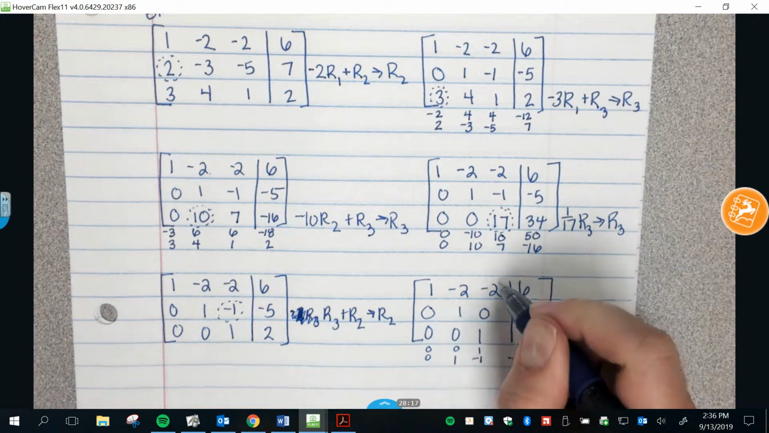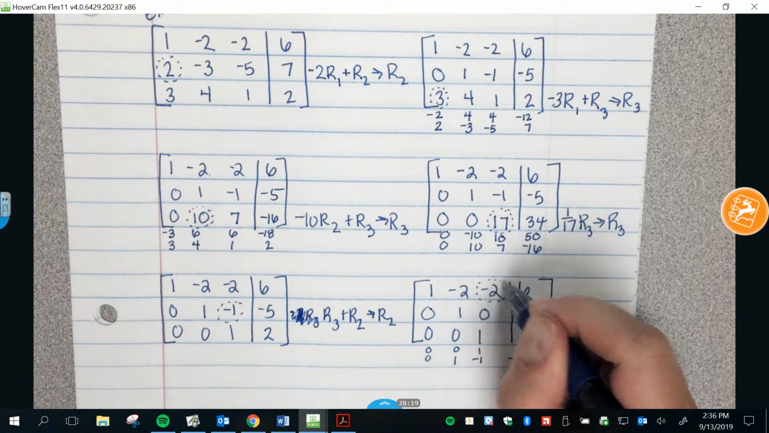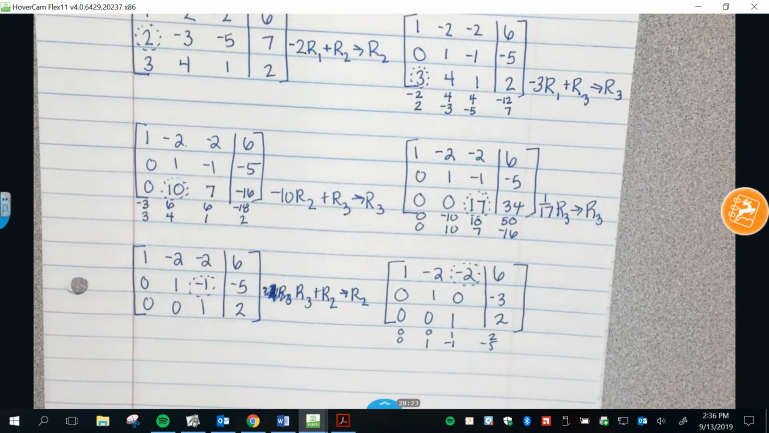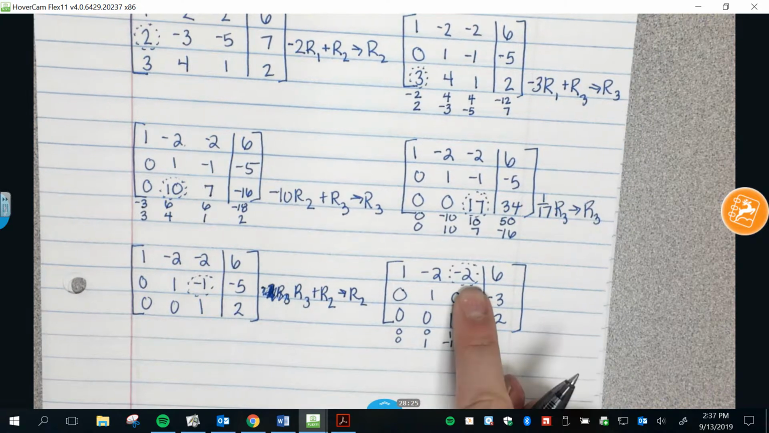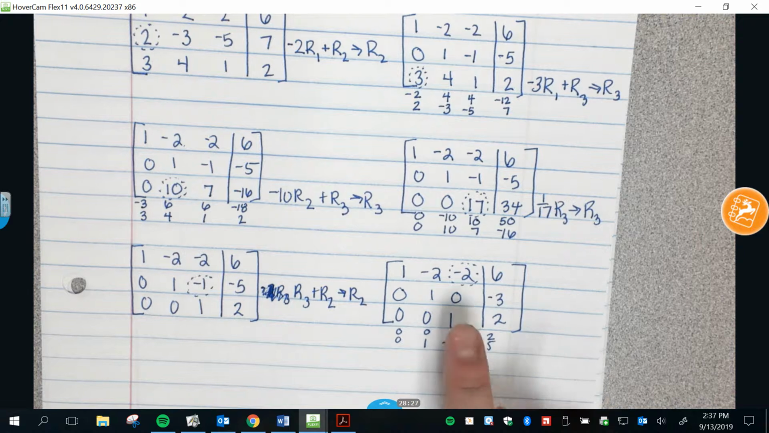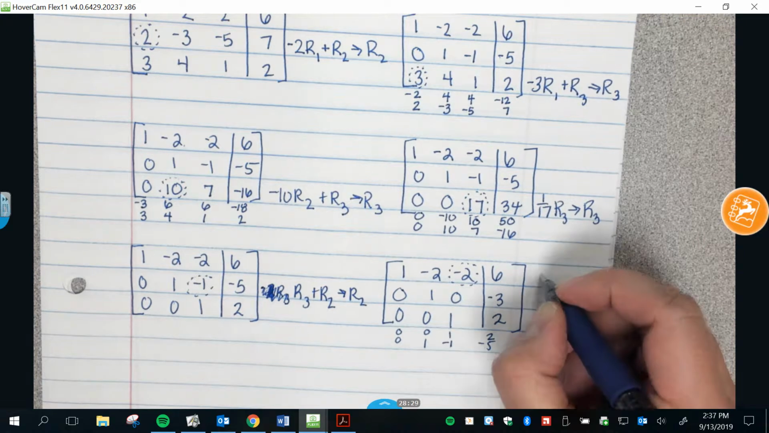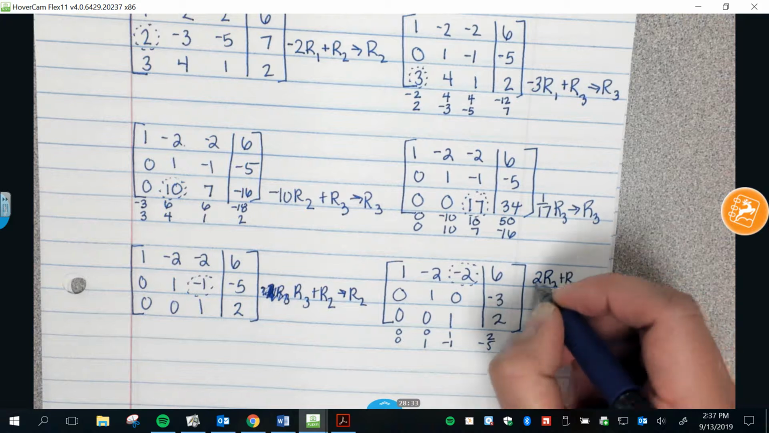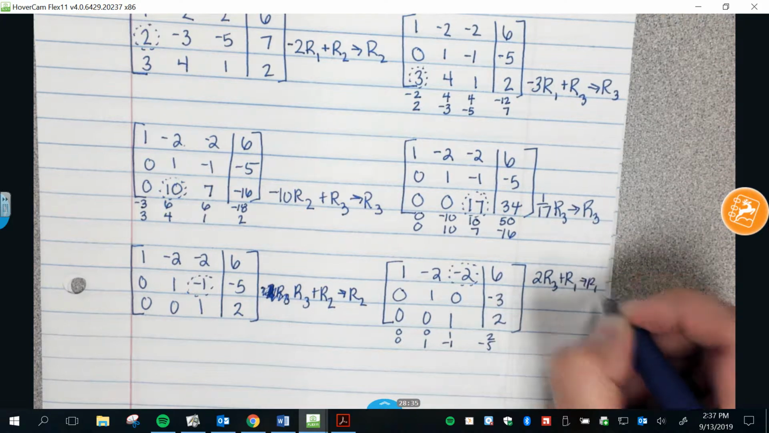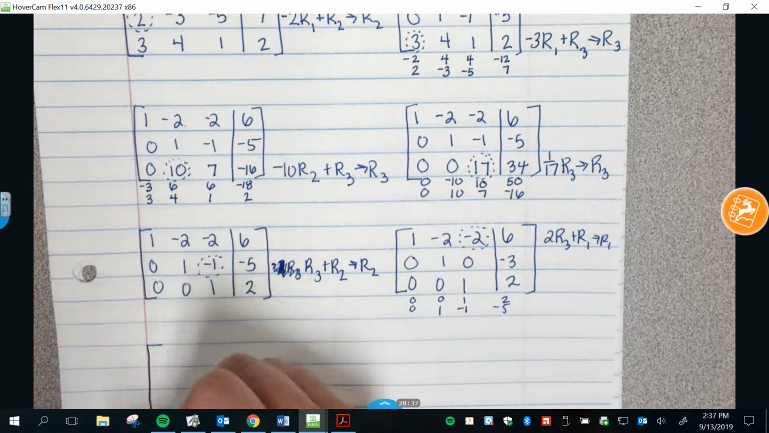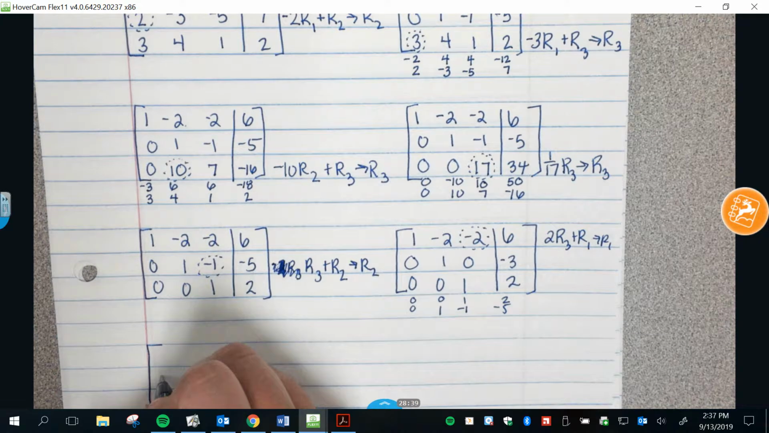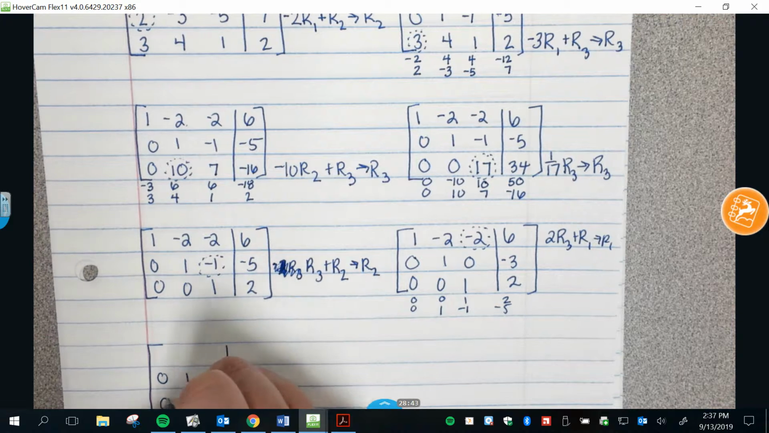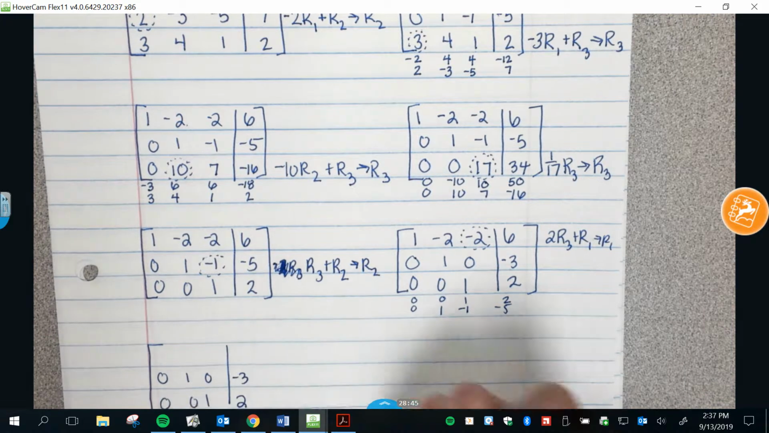All right, what's the next one? -2 up here. Row command, anyone? Well, that has to be a 0. So we're going to multiply and add. 2R3 plus R1. That's right. 2 row 3 plus row 1 into row 1. All right, we're going to finish, y'all. Okay. So these 2 don't change. I'm going to leave them the same. 0, 0, 1, 2. We have plenty of time.